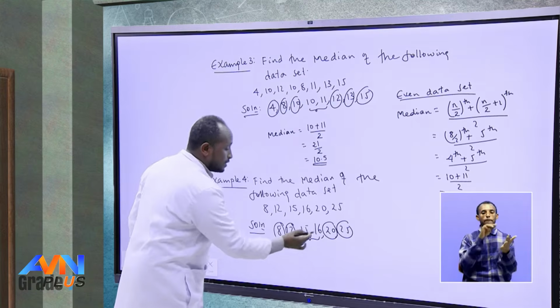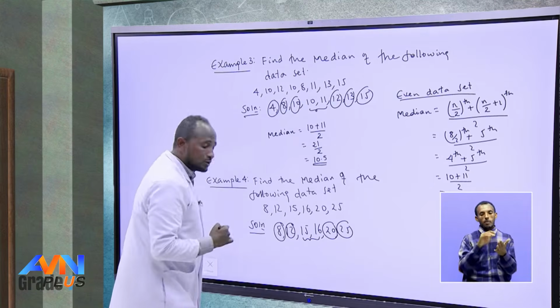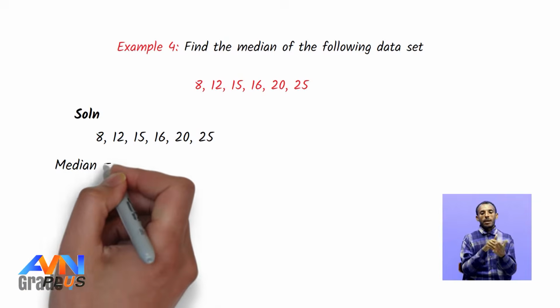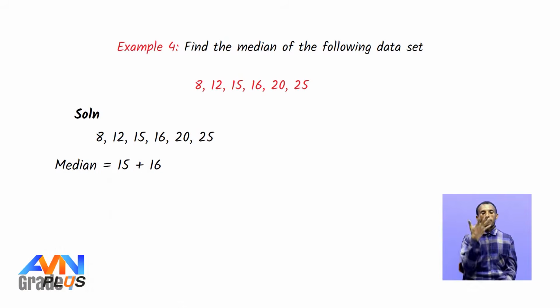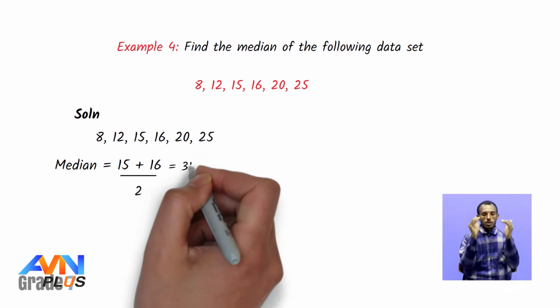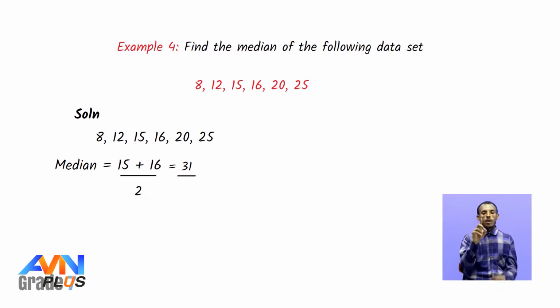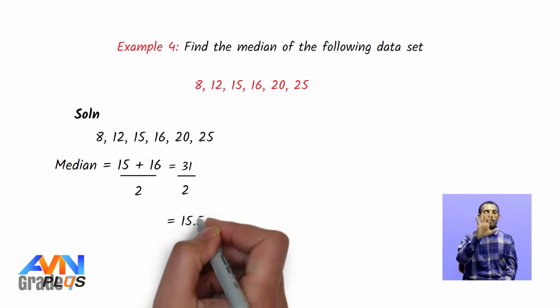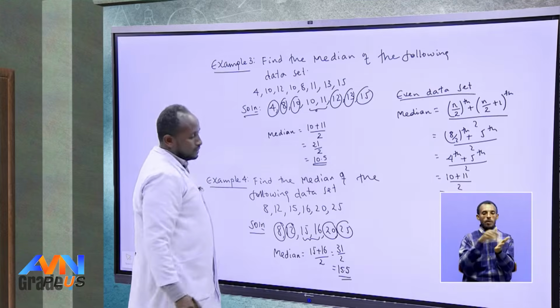Therefore, the median will be the average of these two terms. So here the median will be equal to 15 plus 16 divided by 2. This will be 31 over 2. The answer will be 15.5, the median of this data set.